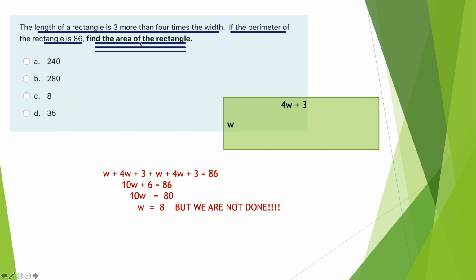But the question said, what's the area of the rectangle? You always have to say, what are they asking for here? What do they want from me? They don't want 8, they want the area. So I have to carry that a step further.